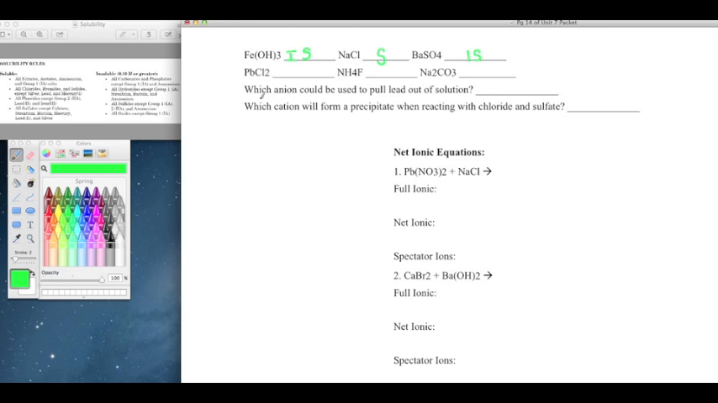All right, let's look at this question. Which anion can be used to pull lead out of solution? These have real-life applications. How can we get lead out of our water, for example? So let's see what we can do.